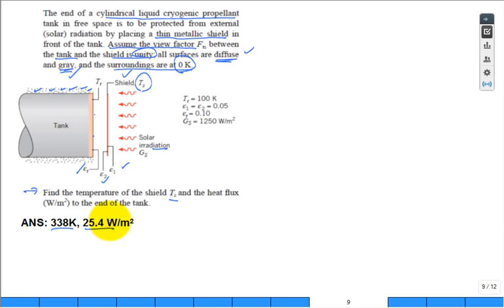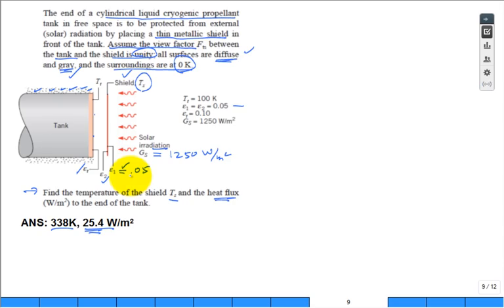Okay, here's some more data we're given. The solar radiation is 1250 watts per meter squared. So that shield's pretty effective in reducing the heat flux that's having to get into that tank, isn't it? Okay, let's do this. What is the emissivity of 1 and the emissivity of 2? 0.05. That means only 1/20th of the photons get absorbed. What happens to the 19 of the 20 photons, the 95% of the photons that impinge on that surface? If they're not absorbed, what happens to them?